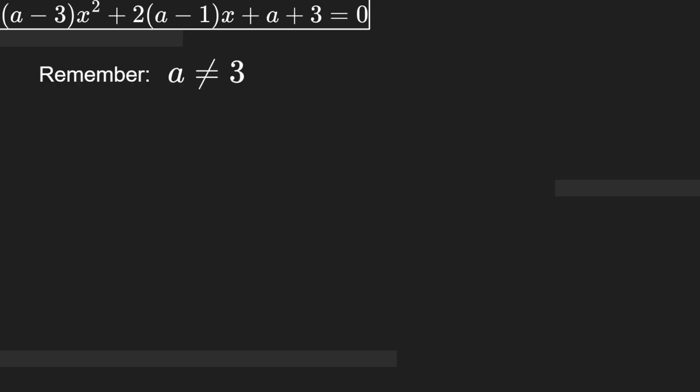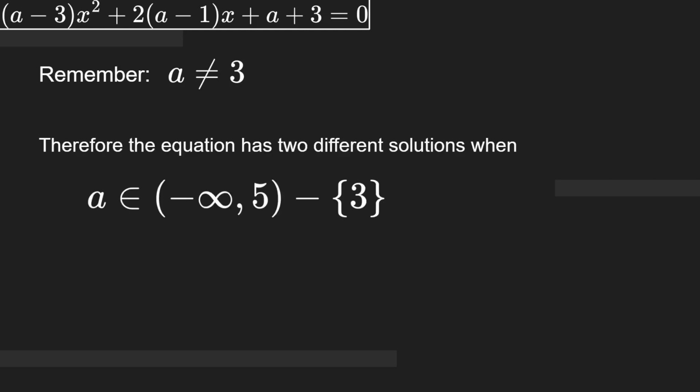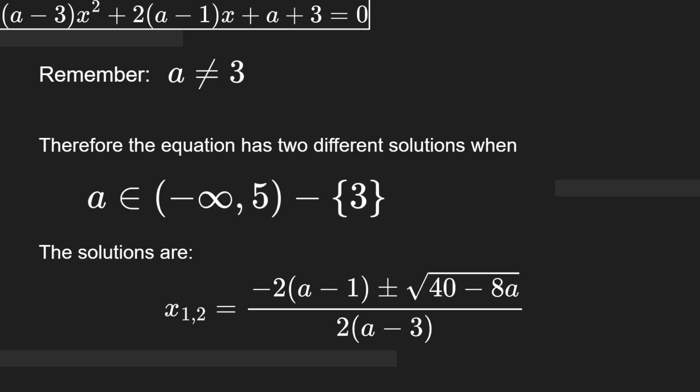Now remember, a is not equal to 3. Therefore, we get two solutions when a belongs to the open interval from negative infinity to 5, excluding the singleton set containing the number 3. The solutions are x equals negative 2 times (a minus 1), plus minus the square root of 40 minus 8a, over 2 times (a minus 3).